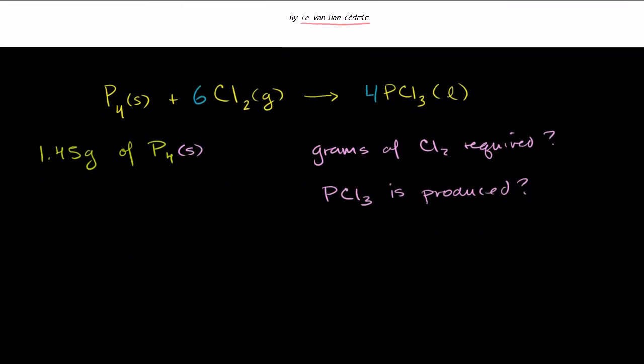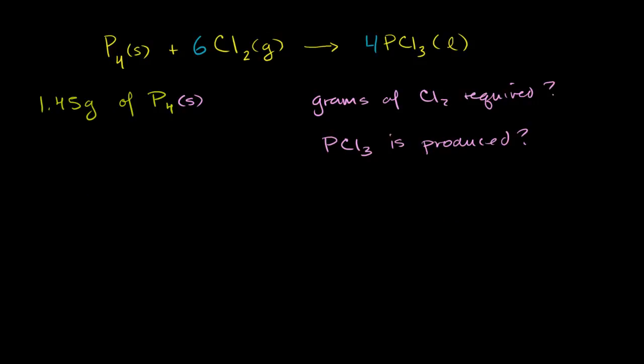Let me write it down right here. So phosphorus has an atomic weight of 31, which tells us that a mole of phosphorus will weigh 31 grams. Remember, a mole is 6.02 times 10 to the 23. It's this huge number of atoms. If you have that many atoms of atomic phosphorus, it's going to weigh 31 grams.